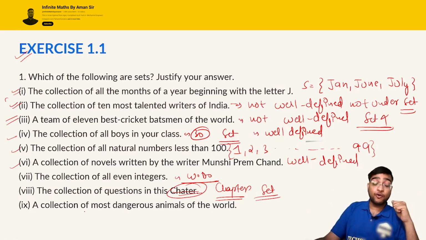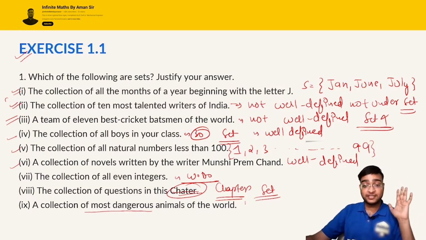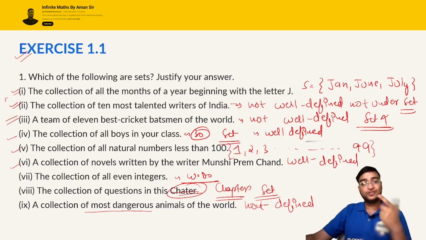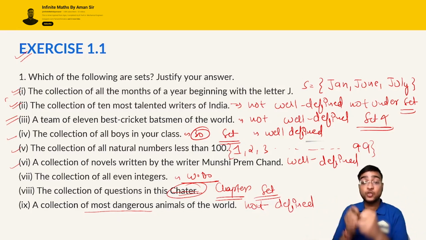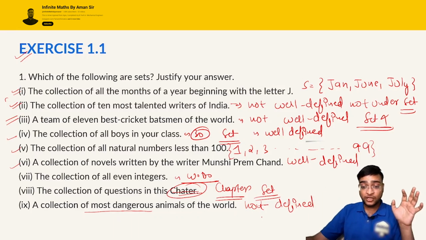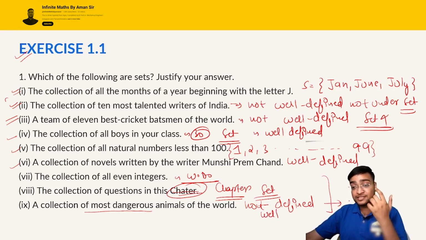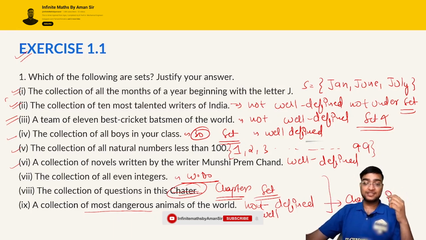The collection of most dangerous animals of the world is not well defined, because I might say I am afraid of dogs, and you say you love dogs. So this is a collection which is not well defined, which changes from person to person. So this is not a set.